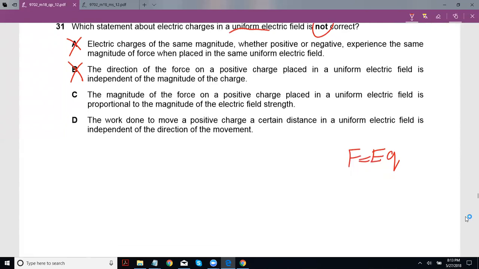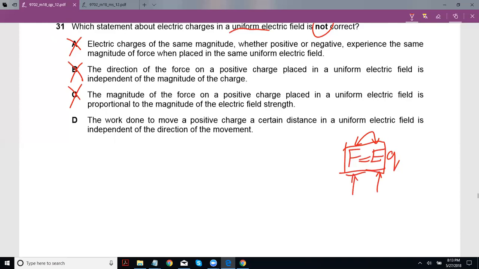All right. So C, the magnitude of the force on a positive charge placed inside a uniform electric field is proportional to the magnitude of the electric field strength. This is also correct, because a stronger field means more force. That is obvious, and you can see it from the formula as well. If electric field strength goes up, force will also go up.